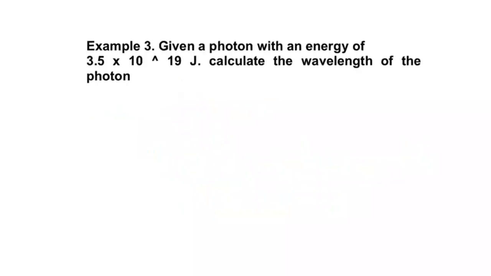Here we're actually given the energy of a photon, 3.5 times 10 to the power 19 joules, and we are supposed to calculate the wavelength of this photon. So what are we given? We are given the energy. We are asked to find the wavelength of this photon. But I know that I have Planck's constant. So, right, this is where I'm at right now. So, how can we possibly solve this question?